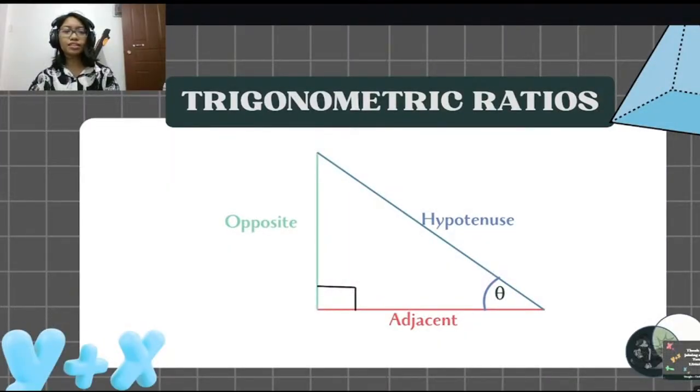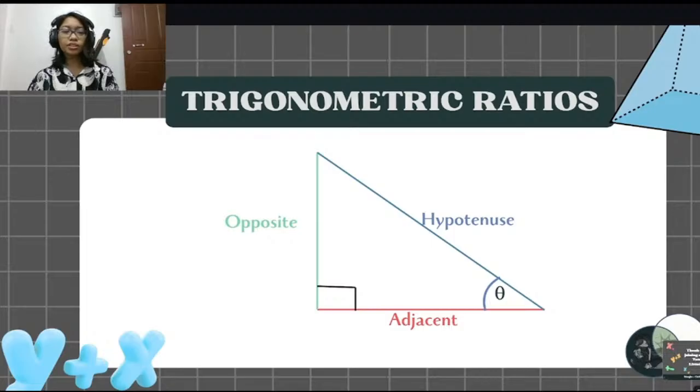We will be discussing trigonometric ratios, especially sine, cosine, and tangent. Let's begin. Trigonometric ratios help us understand the relationship between the sides and angles of a right triangle. This topic is very important because it will help us solve real-life problems involving heights, distances, and angles.